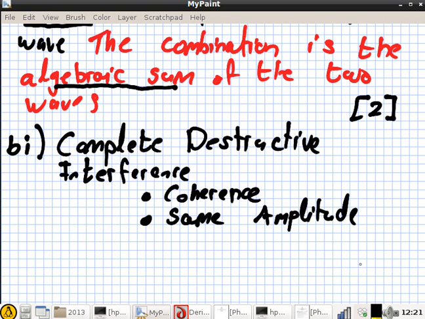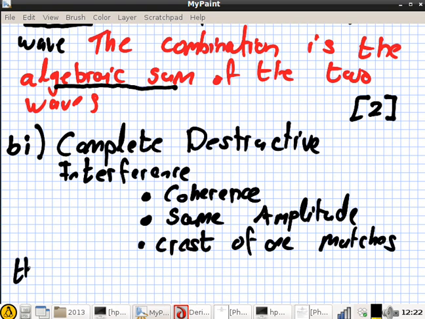We need to say that the crest matches the trough of another wave. So we say that the crest of one, what verb could we use here to say happens at the same time? Occurs or coincides. Let's just say happens. Crest of one matches, or combines, yes. The trough of the other.